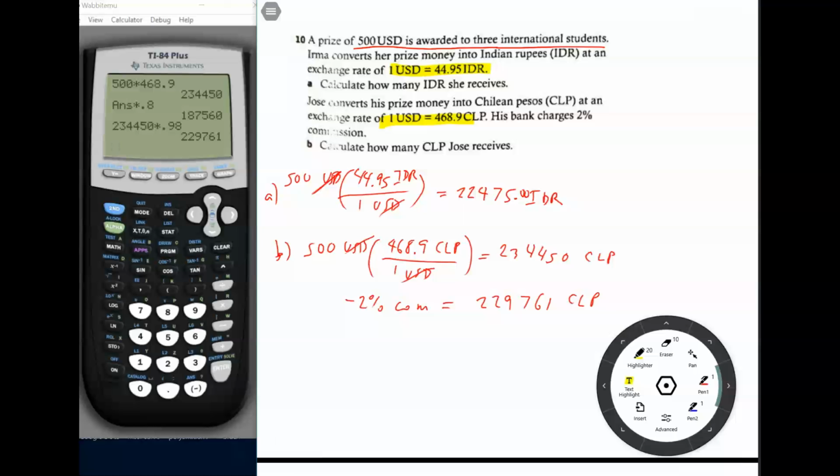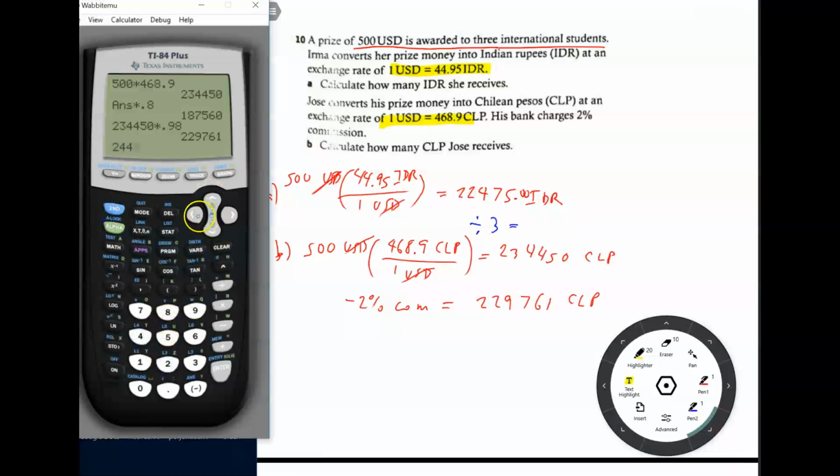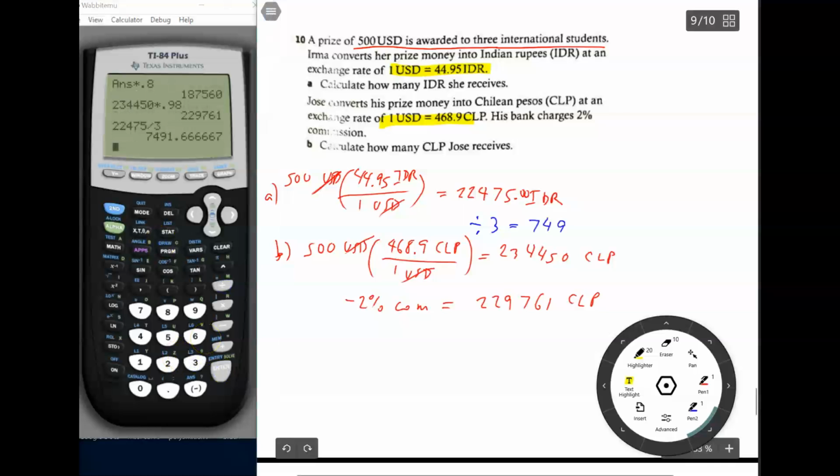Now there's a variation. What if the idea was that they gave $500 split 3 ways to the international students? To do that, I'm going to take 22,475 and divide it by 3. So 224.75 divided by 3 gives me 74.92 IDR. That's a possible answer if they're saying that they're going to split the money.